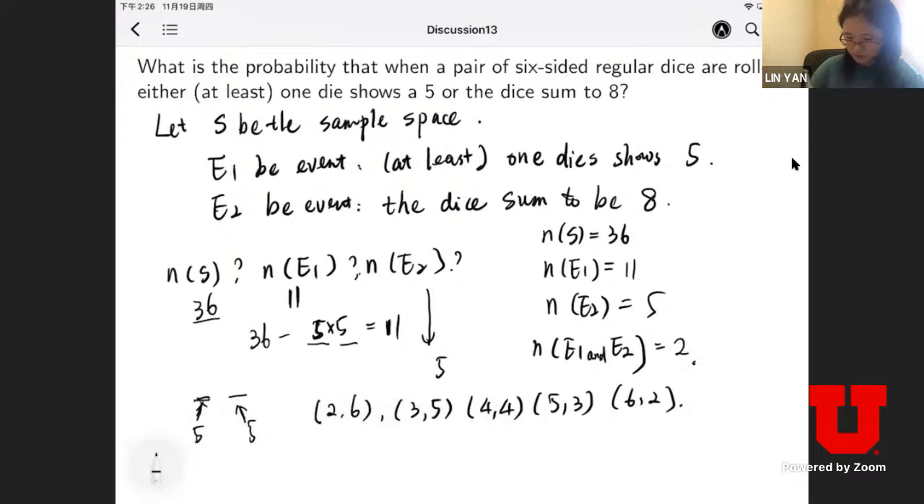It is equal to 2, because these 2 items have 5, and it is the same. It can also be shown in E1. So E1 and E2 is equal to 2.